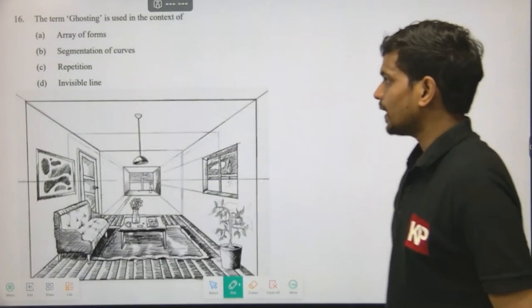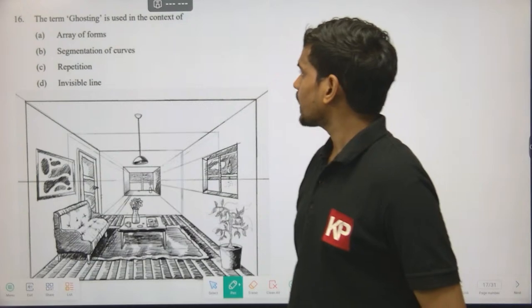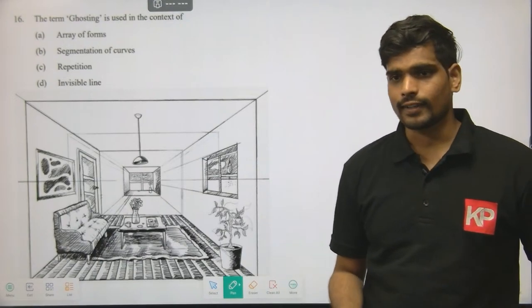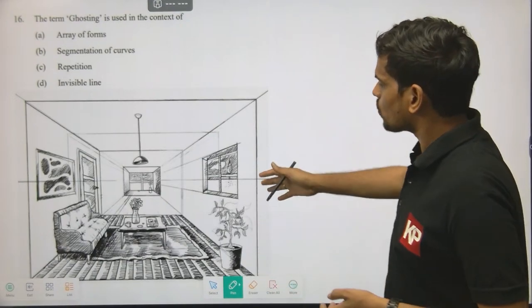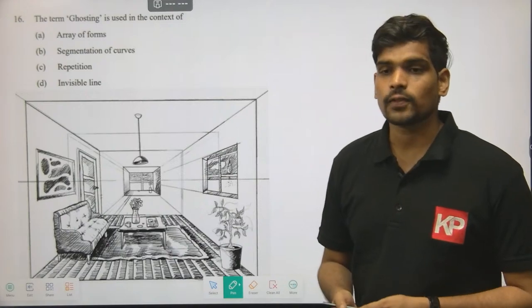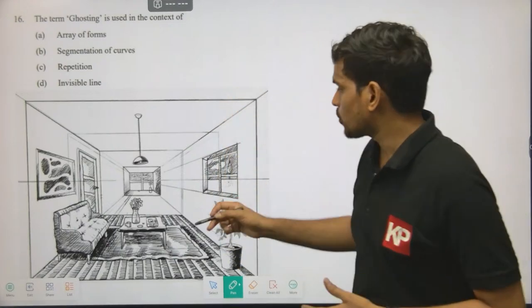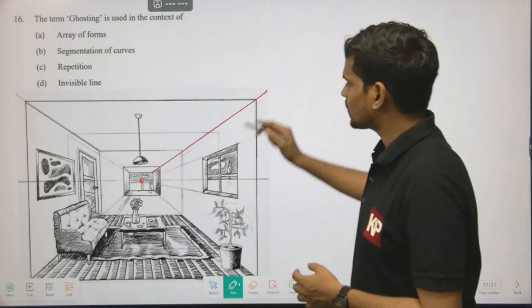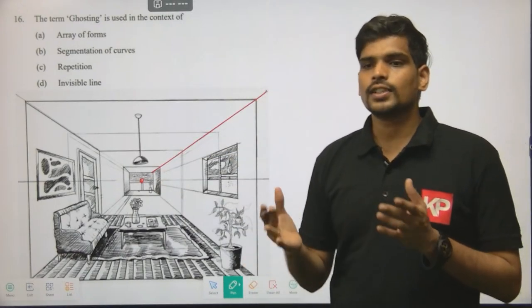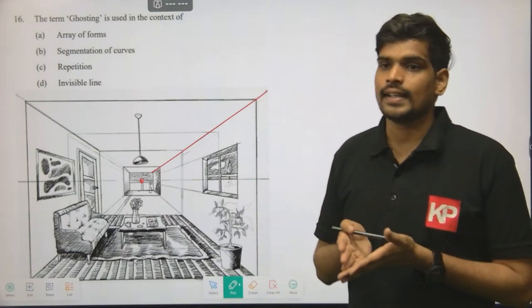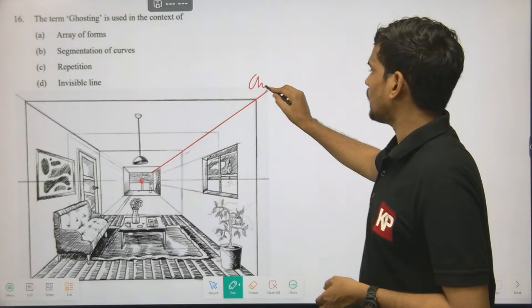That's morphism. Next one, the term ghosting is used in the context of dash. Ghosting is a technique used by architects and also artists to hide the lines. If you draw, you might have all done the exercise of drawing 1 point, 2 point and 3 point perspective. You use those construction lines, you use a vanishing point, but towards the end, once the complete sketch is done, will you see those lines? Obviously no, all those are hidden lines. So that's called ghosting of lines.